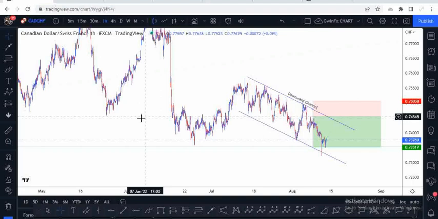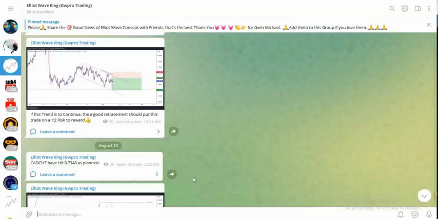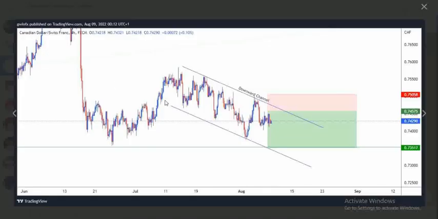First, I did post this on the Elliott Wave King channel. This was also a trade I was waiting to take, and I realized that this currency pair was more in a downtrend.